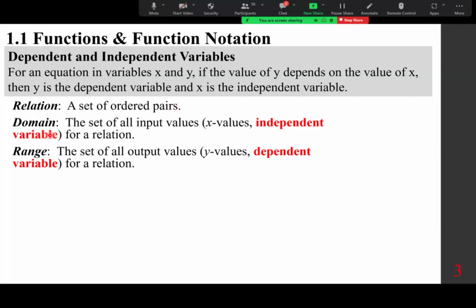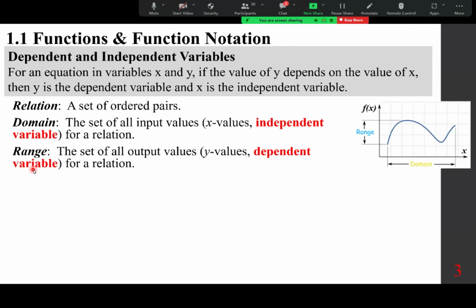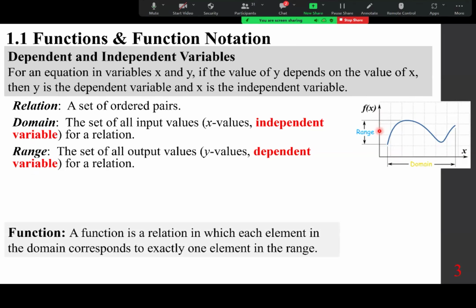Domain: the set of all input values, x values, the independent variable for a relation. Range: the set of all output values, y values, which is known as the dependent variable for a relation. So if we look at a graph, domain is whatever is covered along the x-axis, range is whatever is covered along the y-axis.